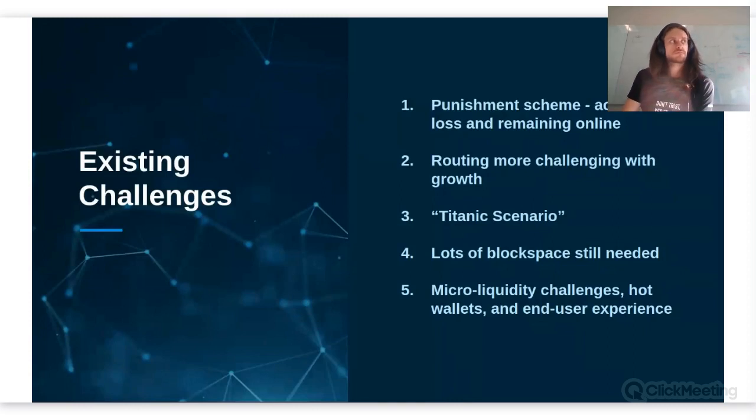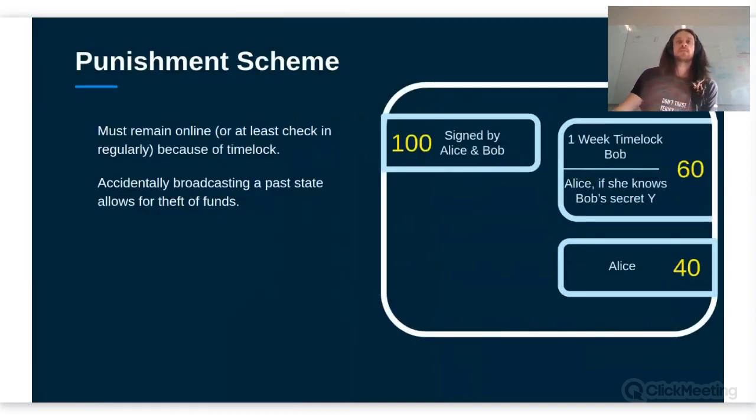We don't want to oversell this. There are still going to be a lot of constraints with how many channels can open, because they do need to open and close at times. And then there are some micro liquidity challenges. What happens when you run out of funds in one network or in one channel? You need to keep your Lightning nodes online, which isn't ideal. That's a hot wallet, and we need ways to improve the end user experience. Let's look at these a little bit more in depth.